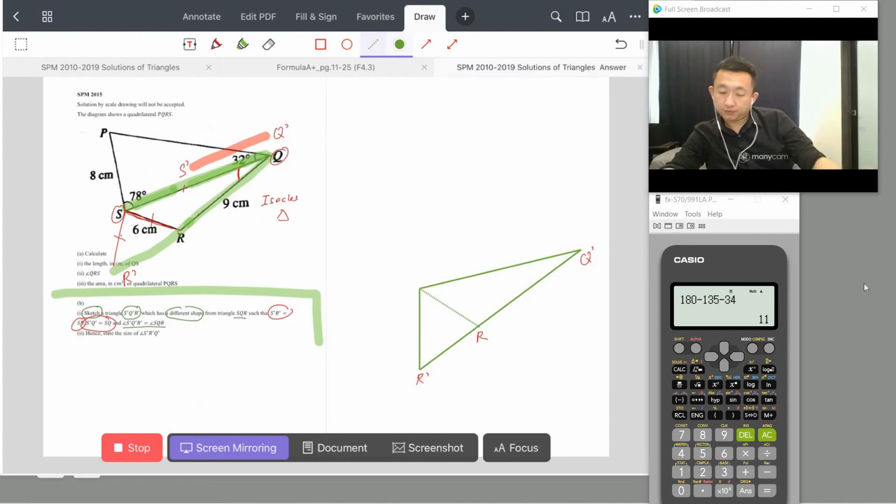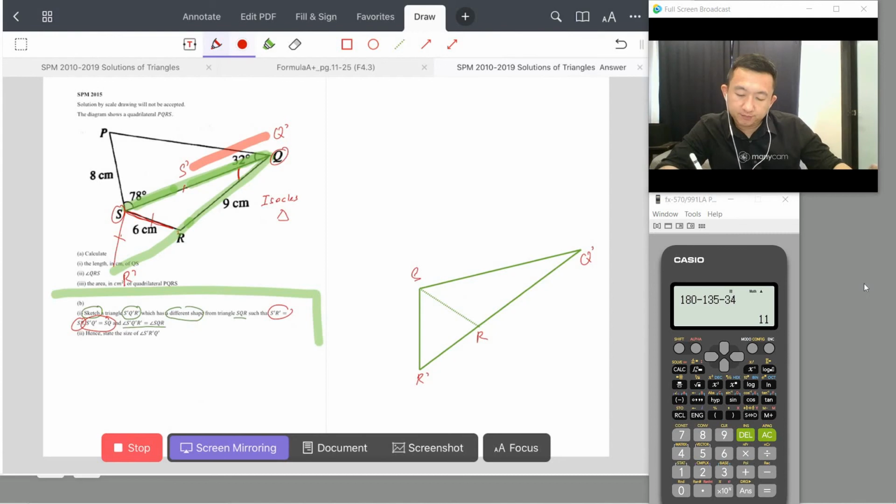It looks like an isosceles triangle. So you have S prime, R prime, R, and also Q prime. Is there any information that you know? This is 6 cm. What else do you know? Do you know the angle? No, we do not know the angle. Maybe you know that RQ prime is 9 cm, and no more.